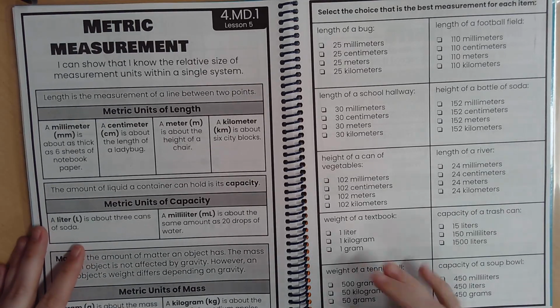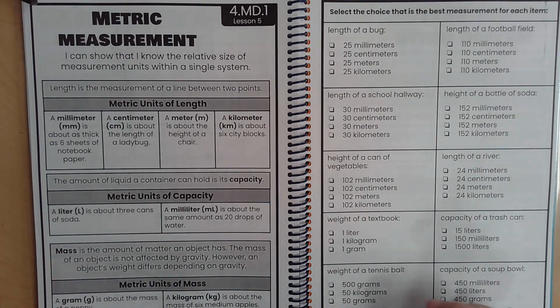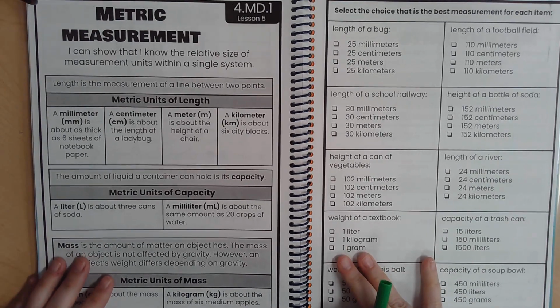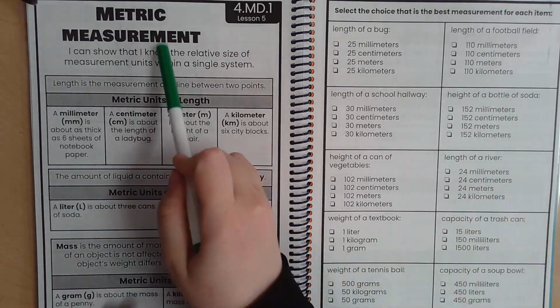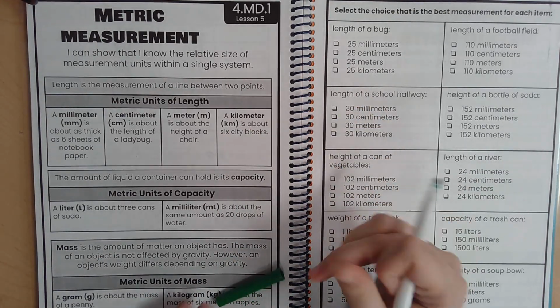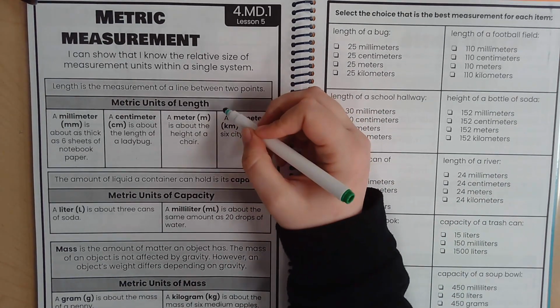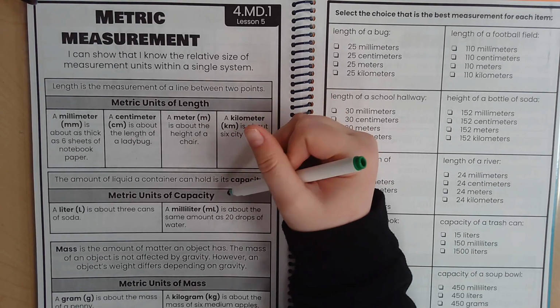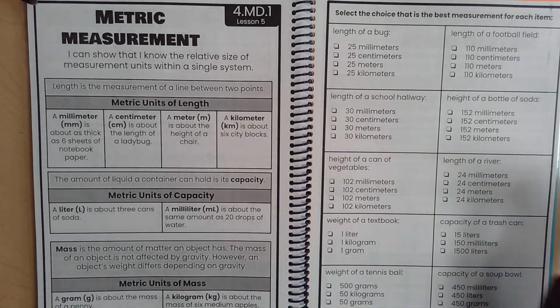Okay, so for lesson 5, we're talking about metric measurement. Our first 4 lessons have been about standard. So now we're going to do some estimating to help us get familiar with metric measurement. We have all 3 here on one page. So we have length. Okay, this would be like feet and inches. We have capacity. This is how much it can hold.